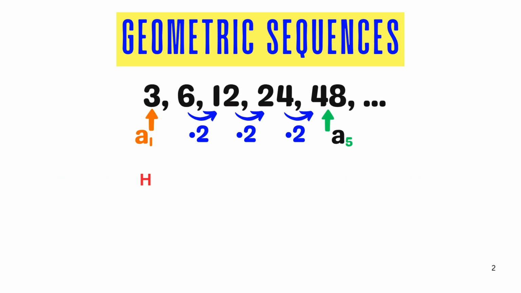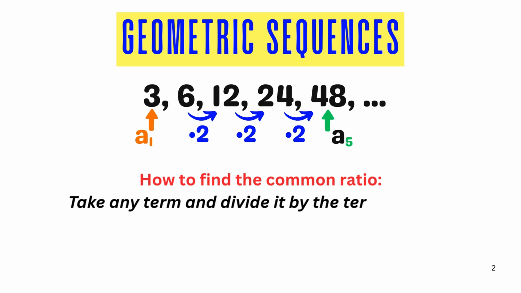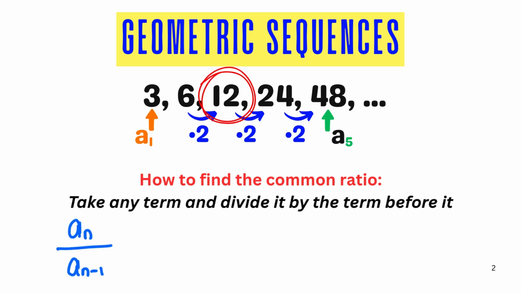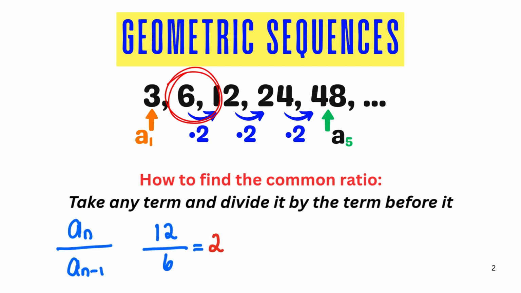Now, if you're not given the common ratio, it's very easy to find. You take any term and divide it by the term that came before it. So, for example, if I wanted to look at the third term in this sequence, which is 12, I would divide it by the second term, which is 6. 12 divided by 6 gives me 2 as the common ratio.